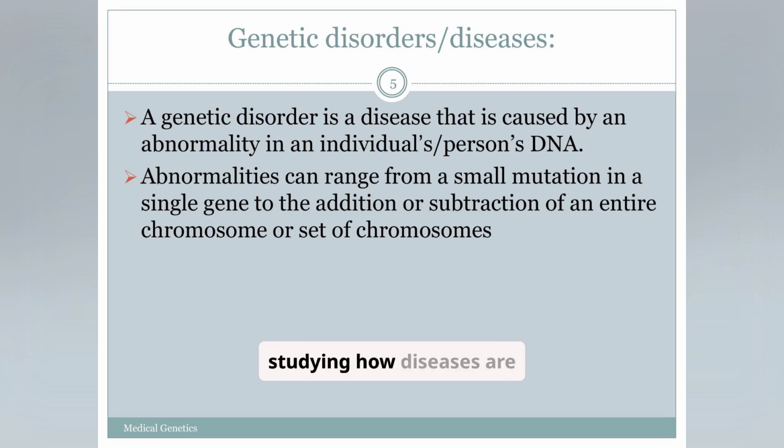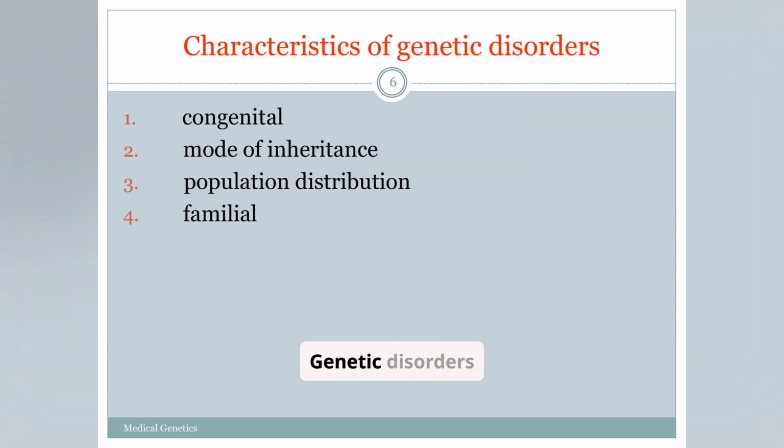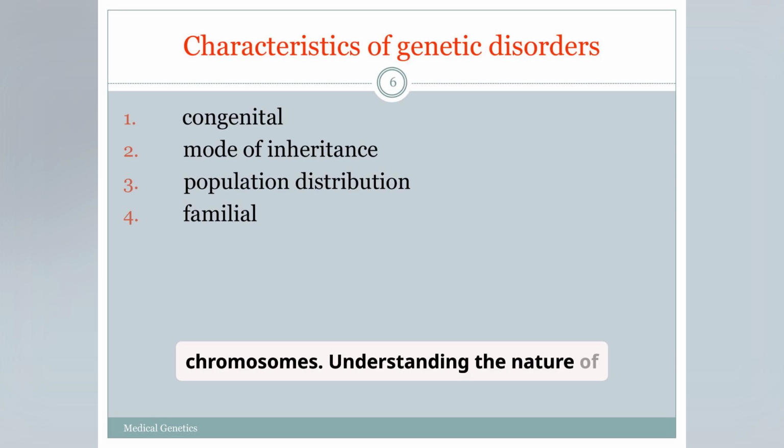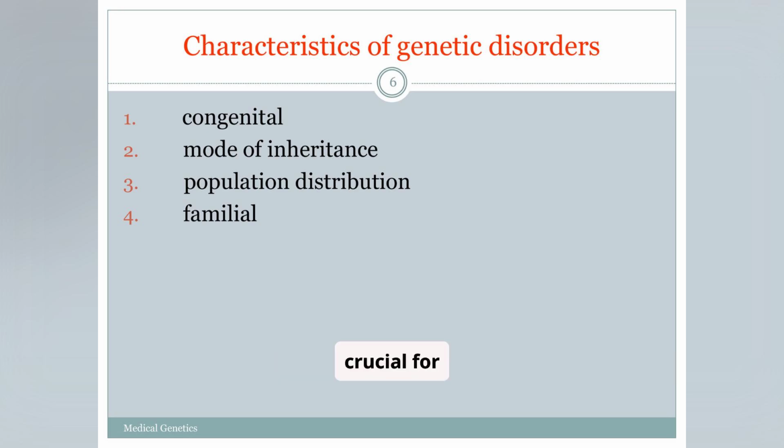This includes studying how diseases are inherited within families, mapping disease genes to specific locations on chromosomes, analyzing the molecular mechanisms by which genes cause diseases, and ultimately diagnosing and treating genetic diseases. Genetic disorders arise from abnormalities in an individual's DNA. These abnormalities can range from small mutations in a single gene to the addition or subtraction of entire chromosomes. Understanding the nature of these abnormalities is crucial for diagnosing and managing genetic diseases.